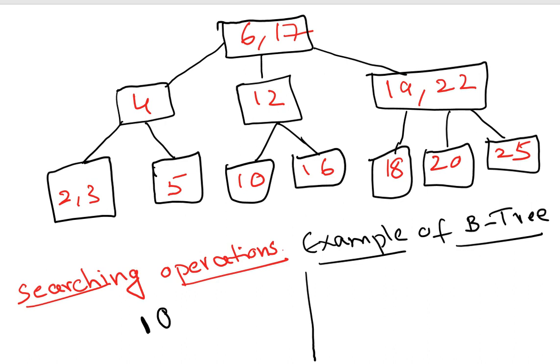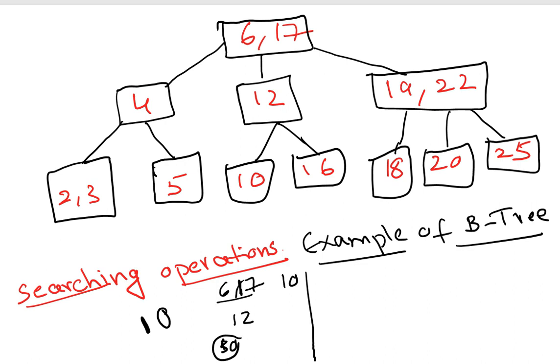Now I want to search element 10. First it searches 6 and 17. We come to know that the elements are less than 17. Greater than 17, no. Less than 6, no. It will be in between. So it will search 12. Then it compares, less than, so 10. In the third search, we will find the value 10.